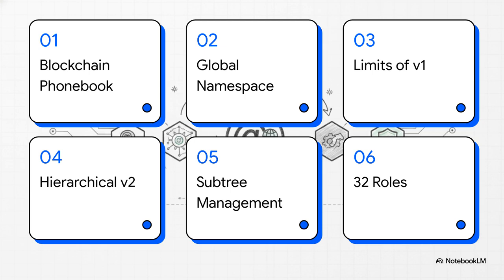Here's our roadmap for today. We'll start with the blockchain phonebook, look at the global identity namespace, discuss the limits of flat registries, and then we'll get into ENS v2 with hierarchical registries, instant subtree management, and finally, those 32 roles for enhanced access.